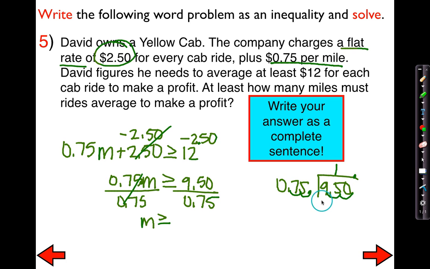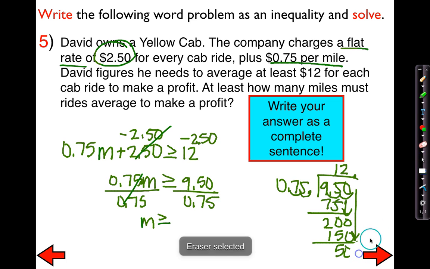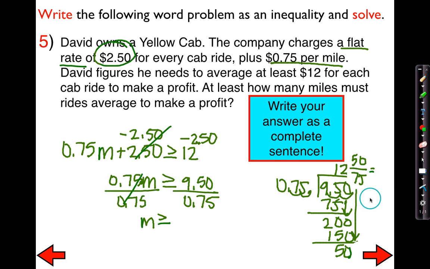75 can go into 95 once with a remainder of 20, bring down the 0. 75 is going to go into 200. Let's see, I think 3 would be too much, so I'm going to go for 2, which is going to be 150. It's going to give me a remainder of 50, bring down the 0. And actually, let me go backwards. Instead of going in for decimals, why don't I turn it into a fraction? Because that might be easier. My remainder is 50 and my denominator is 75. This is going to reduce to basically 12 and 2/3, because I can divide by 25.